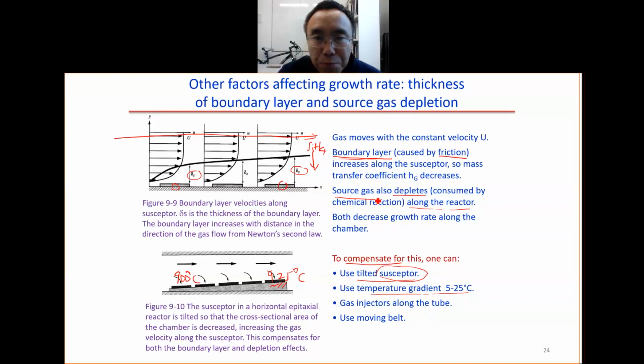those effects. Third, we can have gas injection along the tube, so we can inject the gas along the tube to compensate. Fourth, we can also use the moving belt. This way everything will be averaged out.